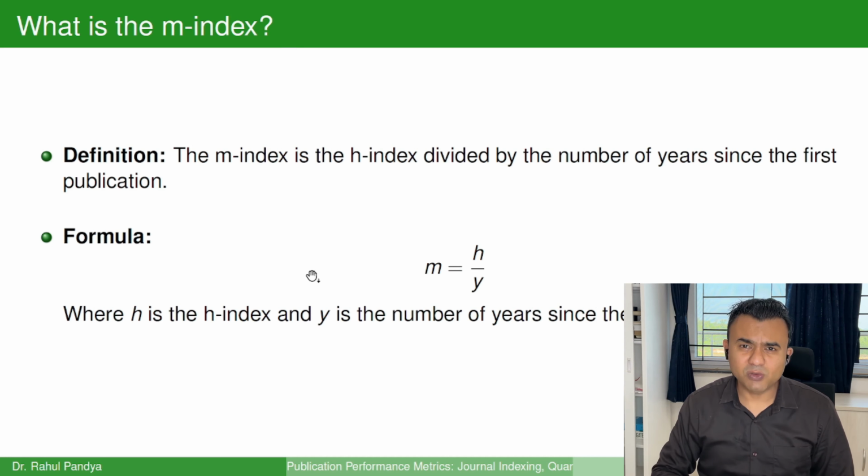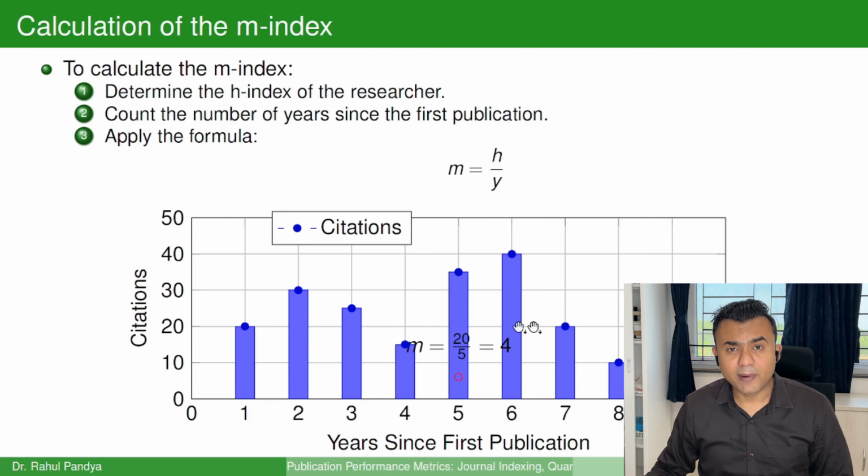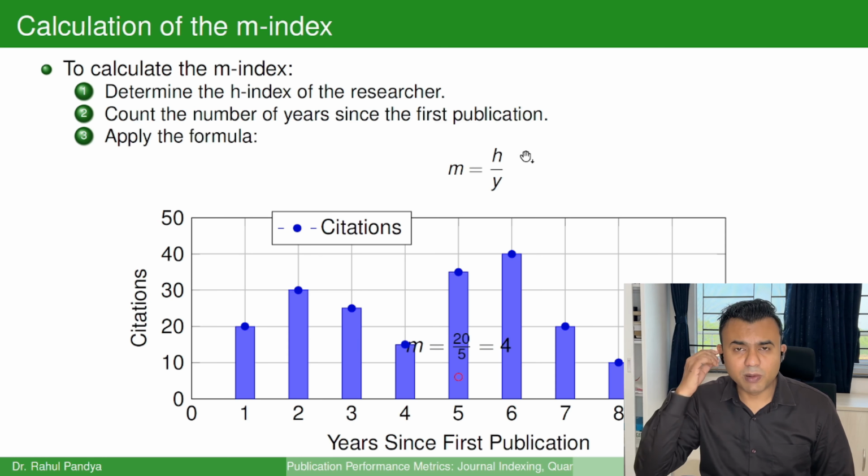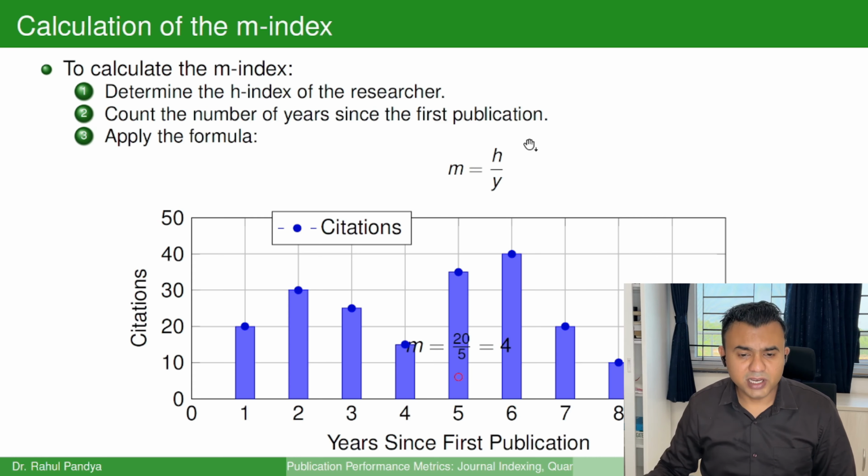So in this, what we do is we compute the H index first and then divide it by Y. Here, Y is the number of years since the first publication happened. Let's take one example and understand. To calculate, determine the H index first, and then we count the number of years since the first publication happened, and apply this formula.